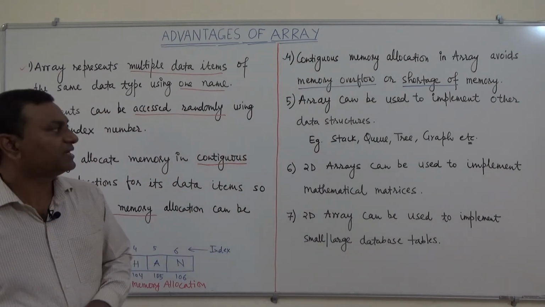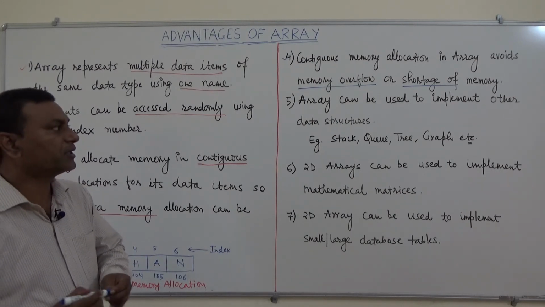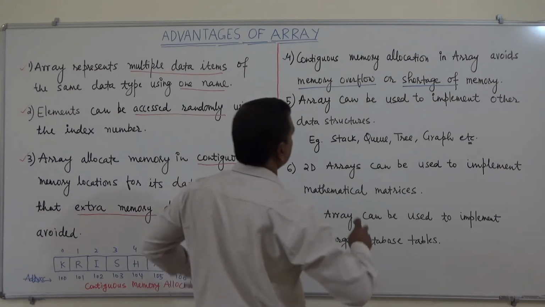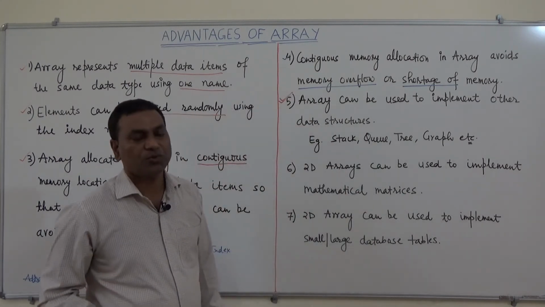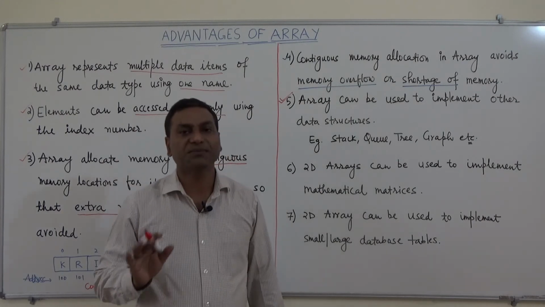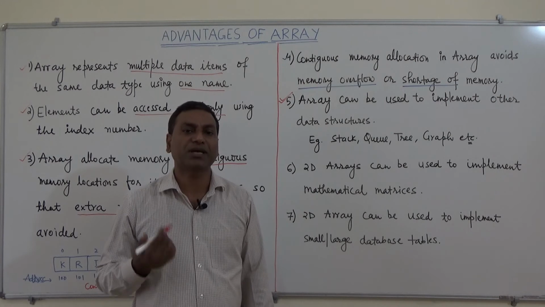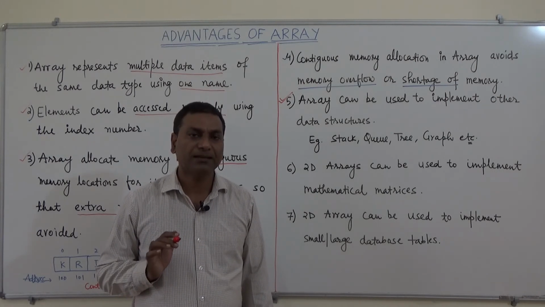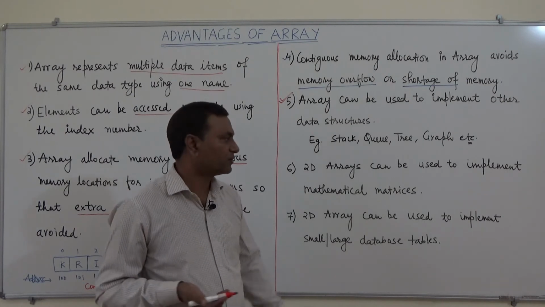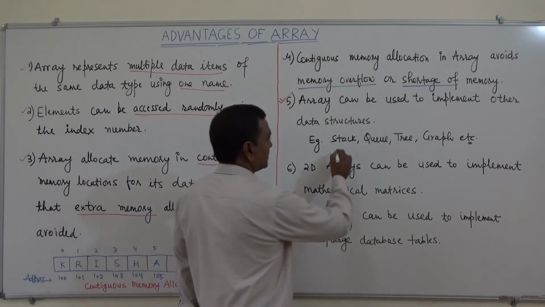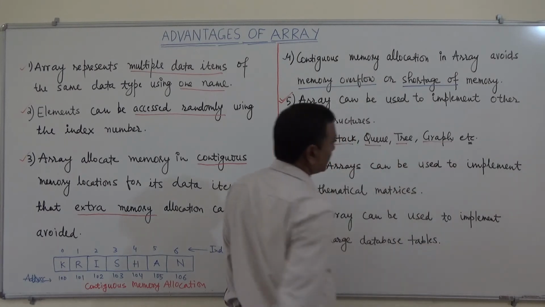And the fifth benefit is that an array can be used to implement other data structures. This is also very important. If we wish to implement stack, queue, tree or graph, or in simple words, if we want to make a program using C, C++ or any other language, then we can use an array, for stack, queue, tree, graph, etc.